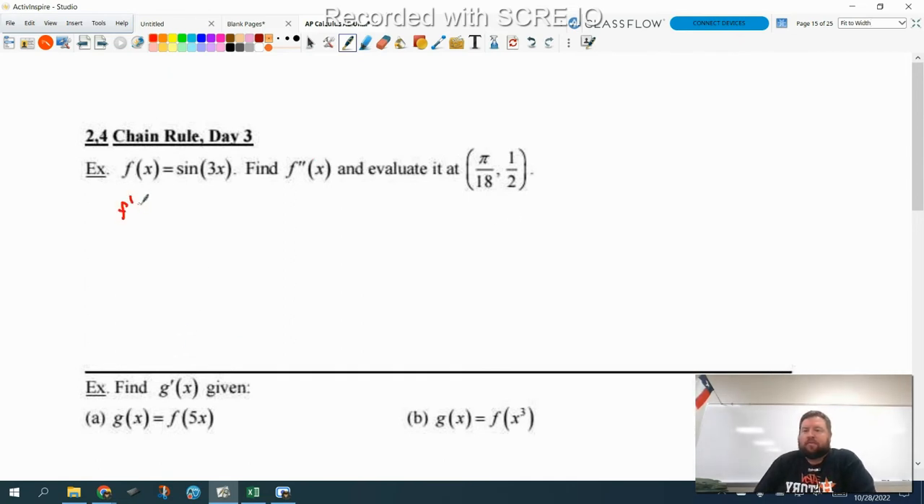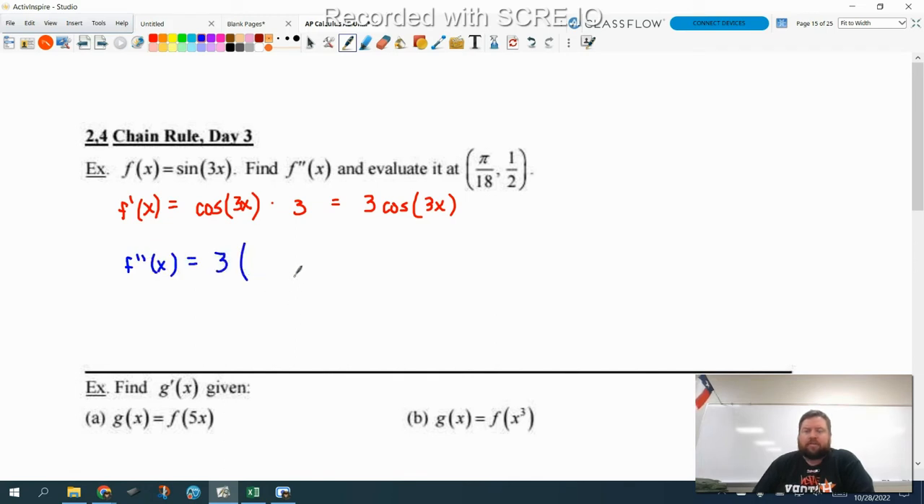All right, so we'll start with the first derivative, which is going to be: derivative of sine is cosine. Keep the inside part the same, 3x, and then you want to multiply by the derivative of the inside, which is 3. I'm going to put the 3 in front, and it's not sine, it's cosine. 3 cosine of 3x. All right, so now we're going to find the second derivative, f double prime of x.